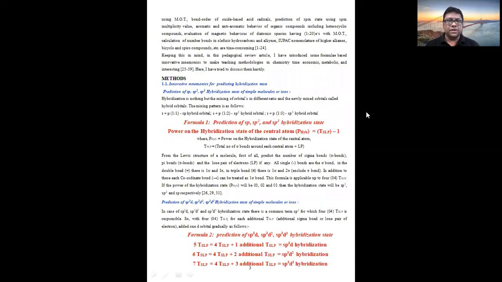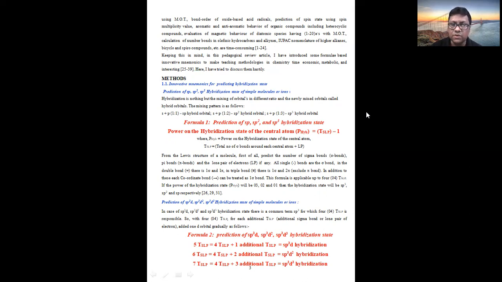First of all, Formula 1: prediction of the hybridization state of simple molecules or ions. In this case, the formula is: power of the hybridization state equals TSLp minus 1, where T is for total, S for sigma bond, and Lp means lone pair of electrons.